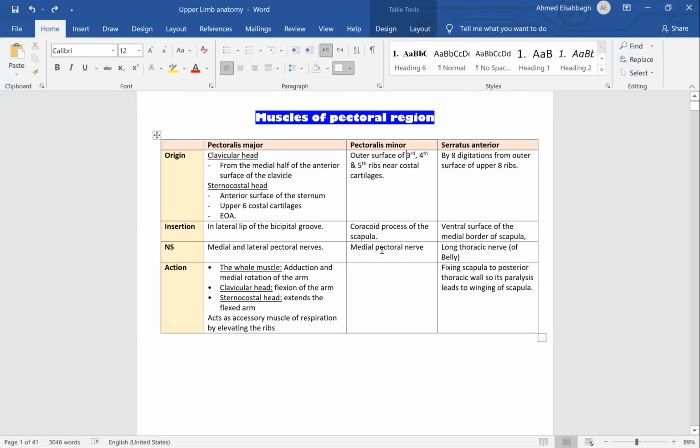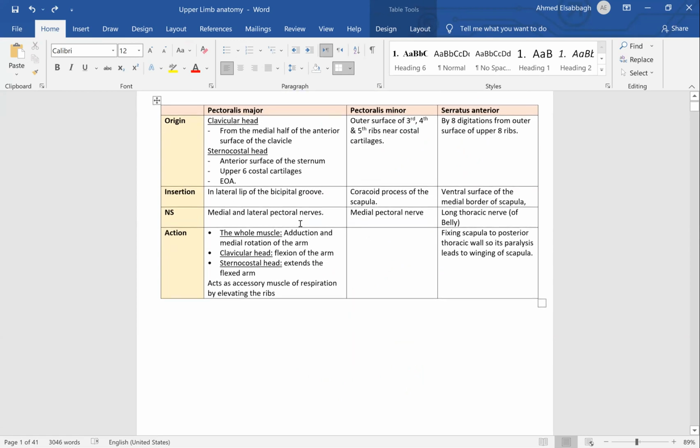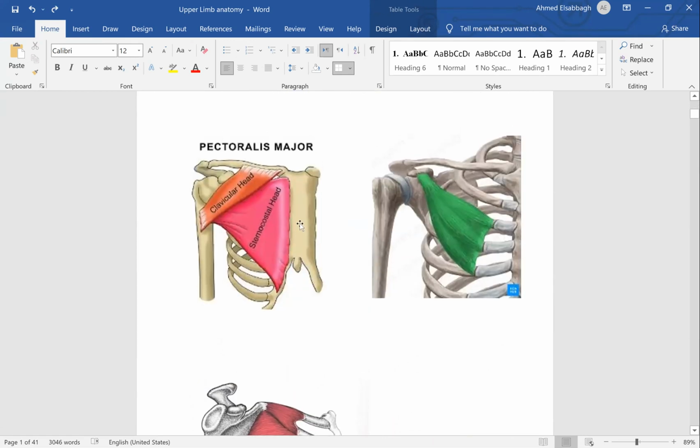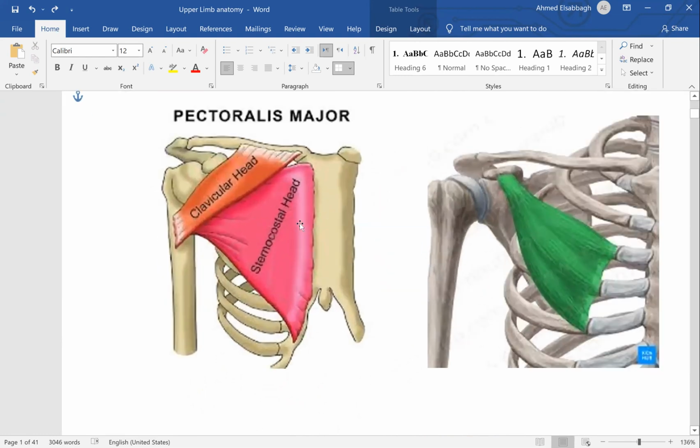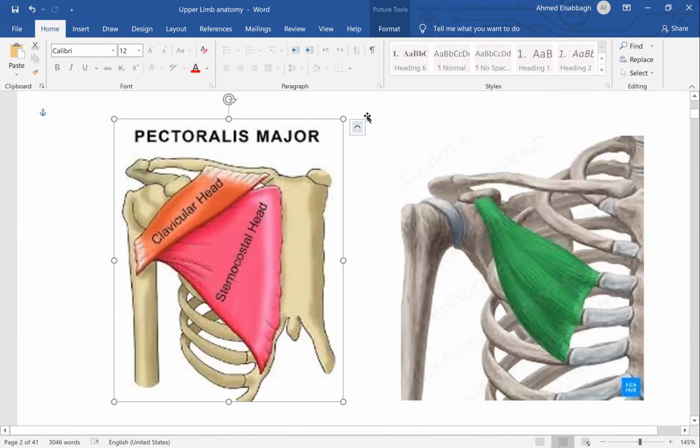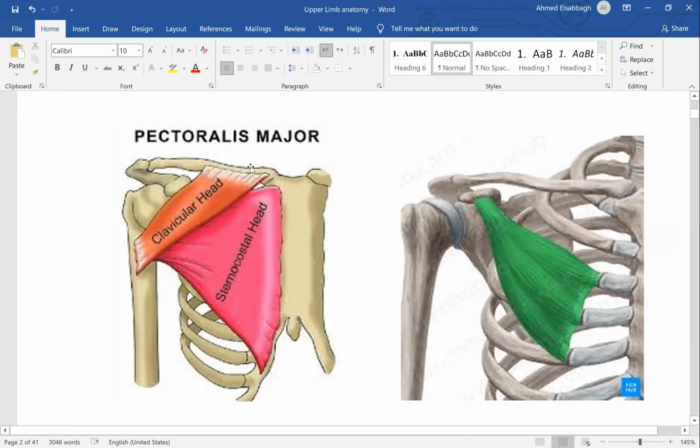Now let's start the muscles of the pectoral region. We will start with the pectoralis major muscle. This is the pectoralis major muscle. As you can find in the picture, it has two heads, the clavicular head and the sternocostal head. The clavicular head originates from the anterior surface of the medial half of the clavicle.